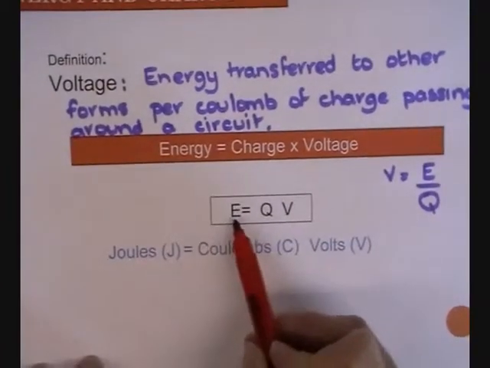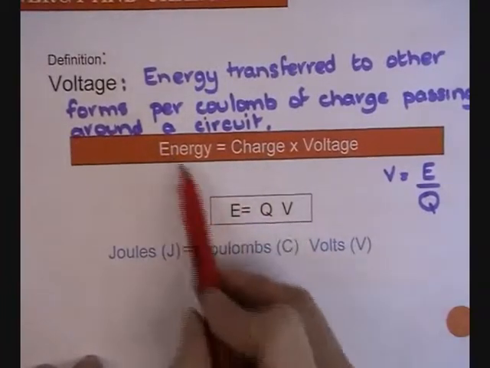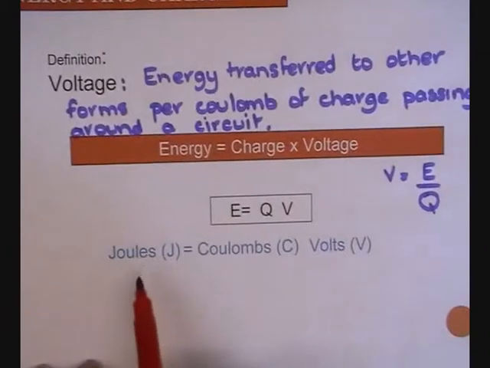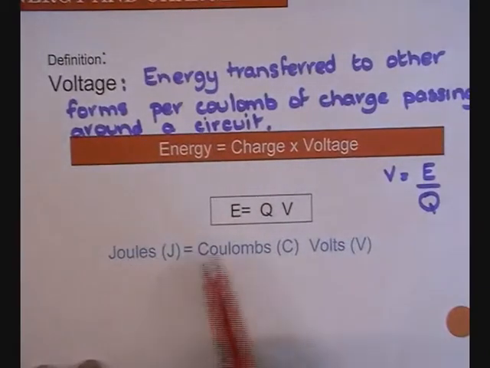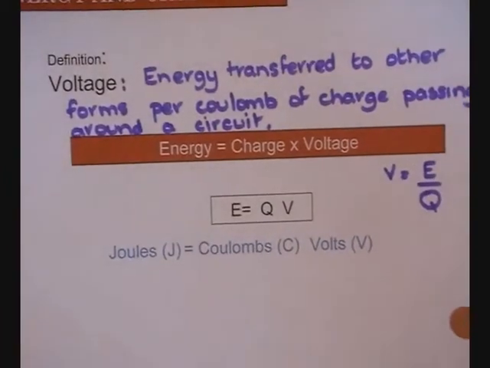So this is our equation. E is equal to QV. We normally remember it like this. E is equal to QV. E stands for energy, Q for charge, and V for voltage. Energy is measured in joules, charge is measured in coulombs, and voltage is measured in volts.